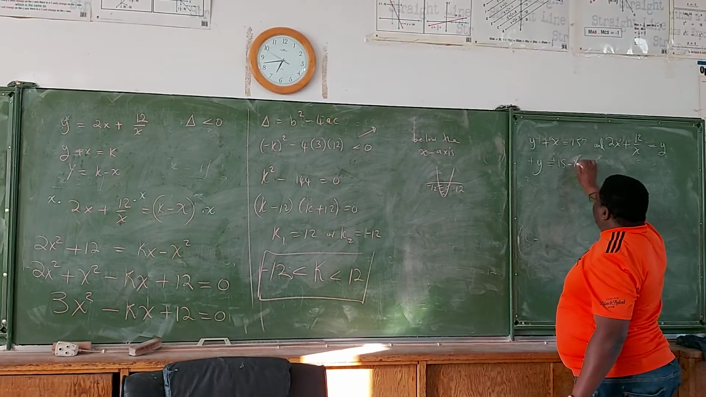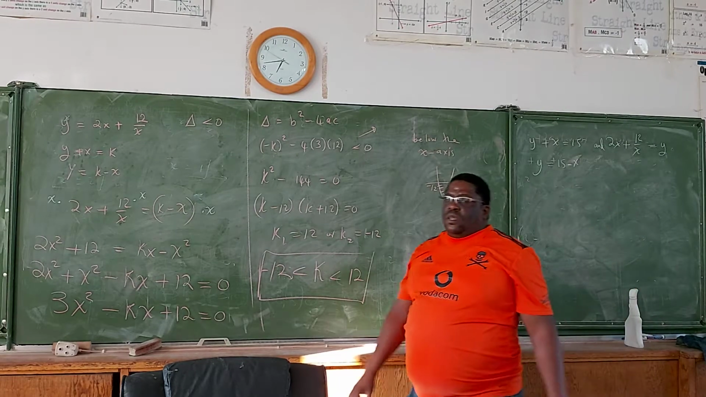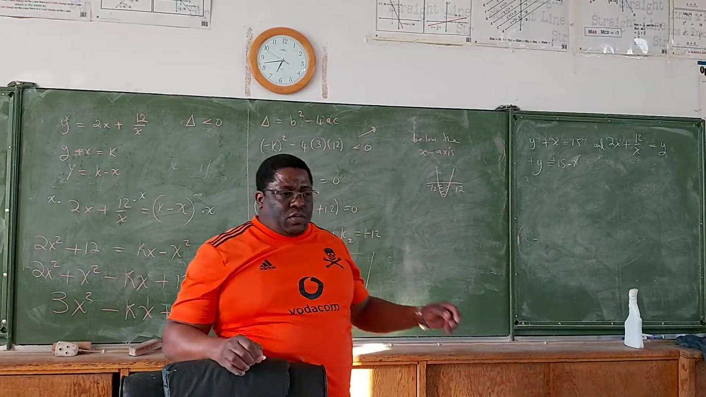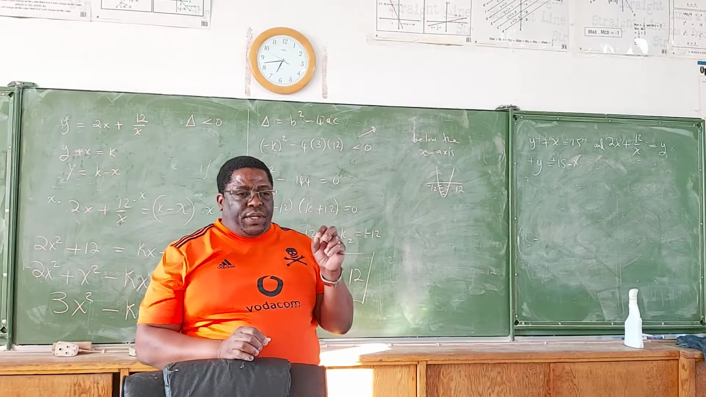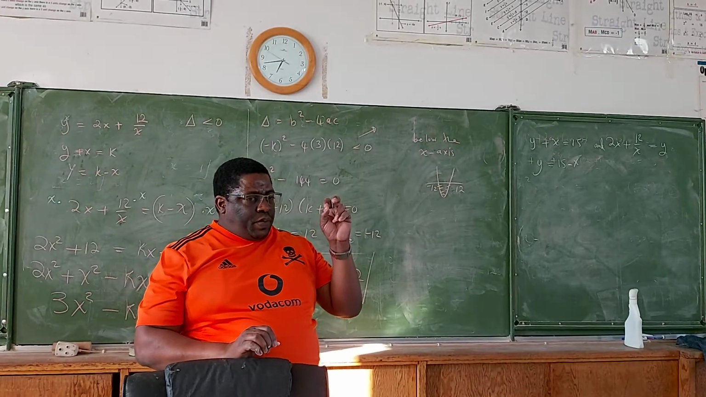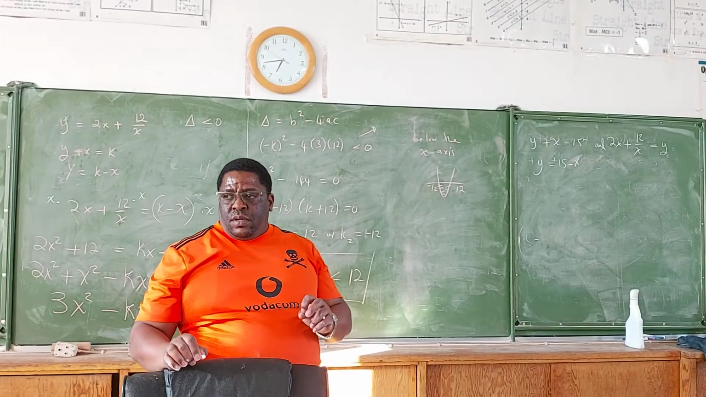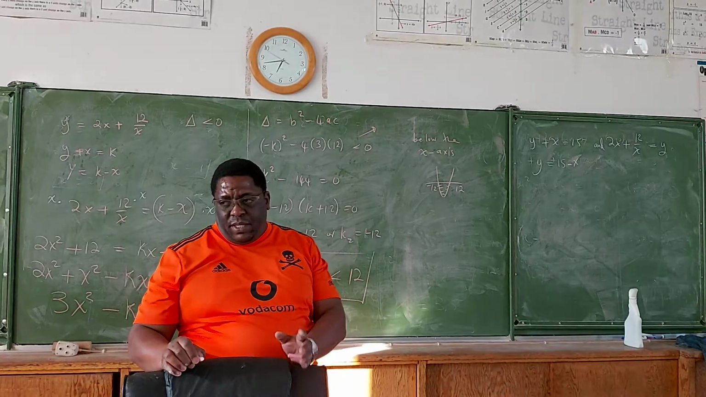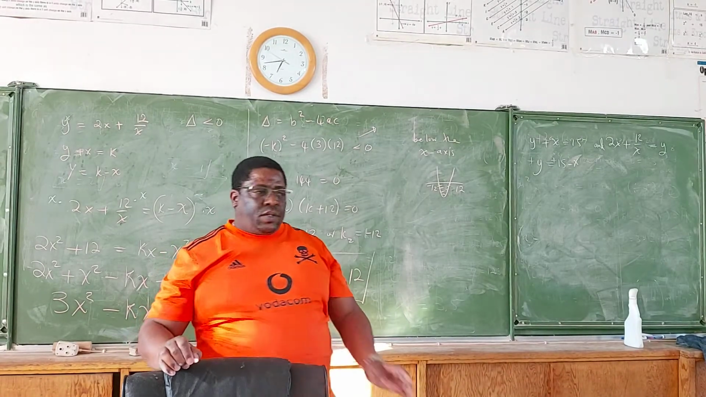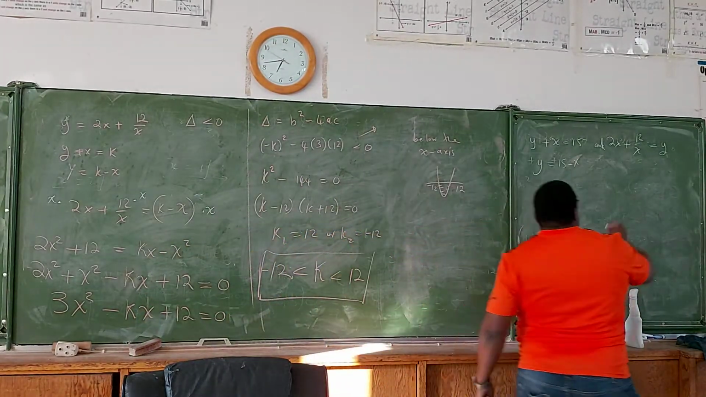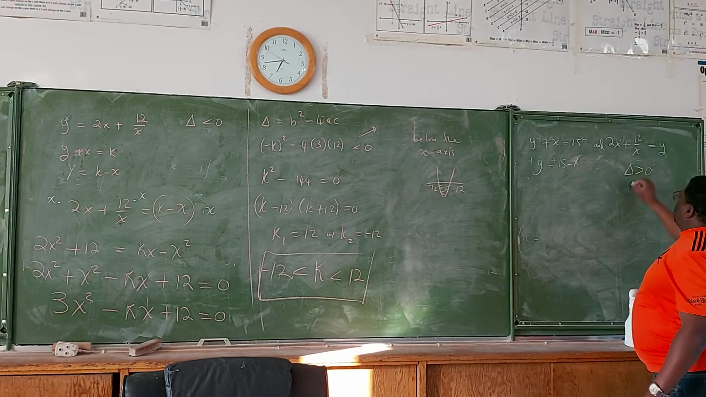With me? Right. So when it says the curve intersects, it means there is going to be a point A and a point B. So what would our delta be? Greater than 0. So our delta will be greater than 0.